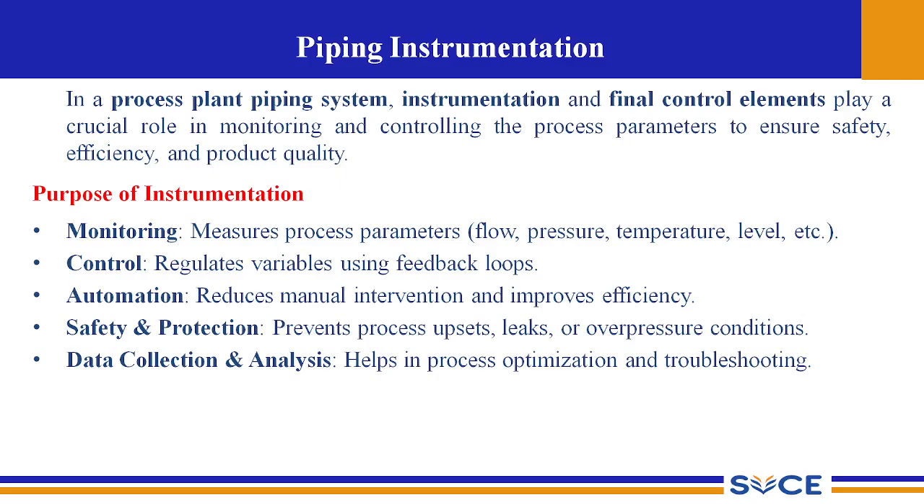Then we need to go for the automation, that is reducing the manual intervention and improve the efficiency of the process by going for automation. The current trend in the industries is moving towards automation. Earlier it was industry 4.0 and now the industry is changing towards industry 5.0.